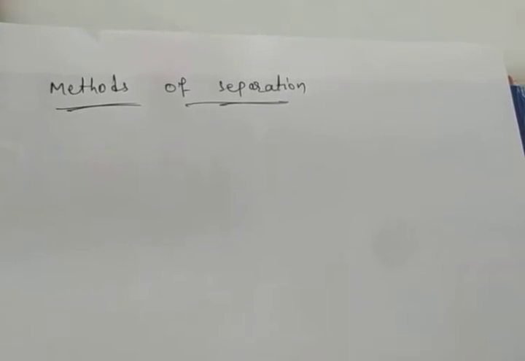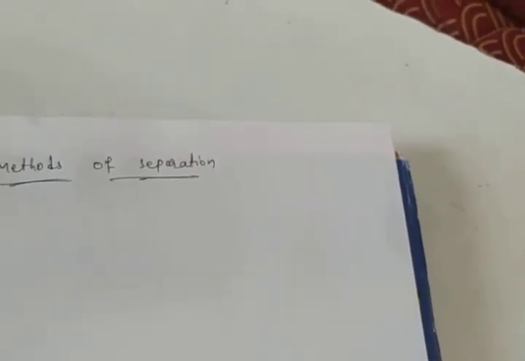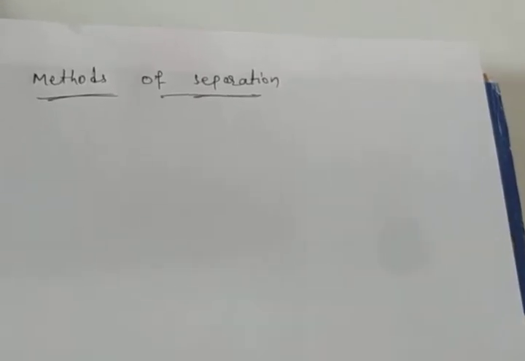So how do we separate substances mixed together if they have so many different properties? Suppose solid substances, liquid substances, and gaseous substances are there. They are in different states, so they have different properties. Solid, liquid, and gaseous properties are completely different. So how can we separate them? For that, there are different methods of separation.